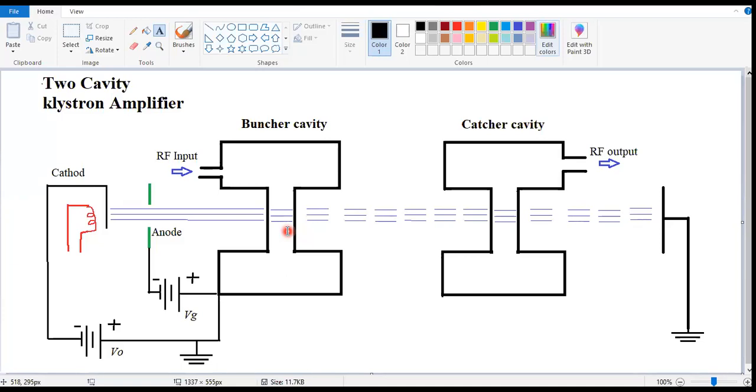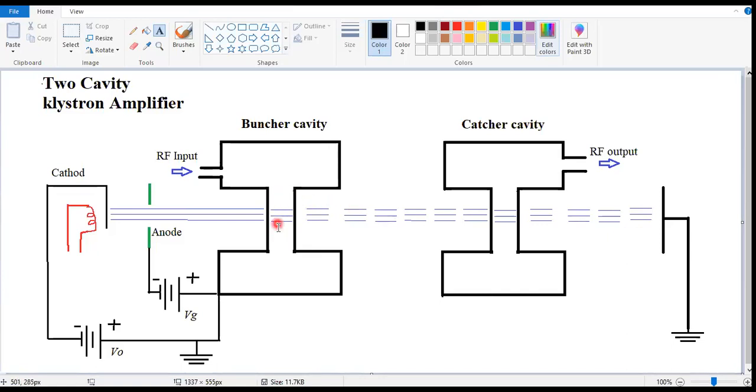The electrons gradually bunch together as they travel down a drift space. Whatever space lies from this cavity to this cavity is called the drift space. Here the variation in the electron velocity in the drift space is known as velocity modulation.